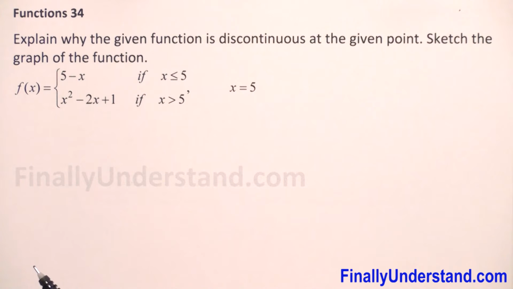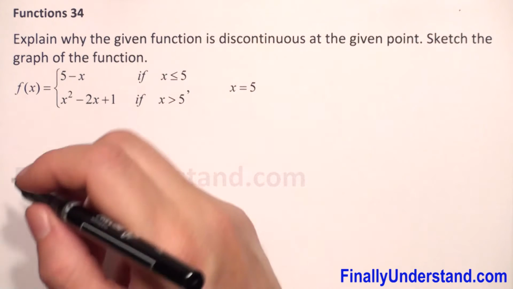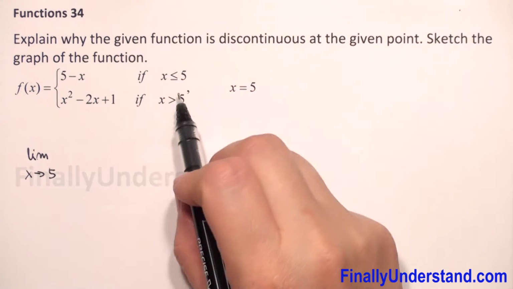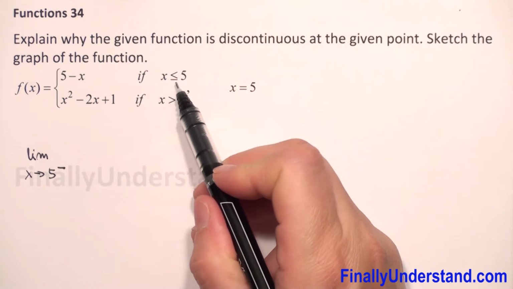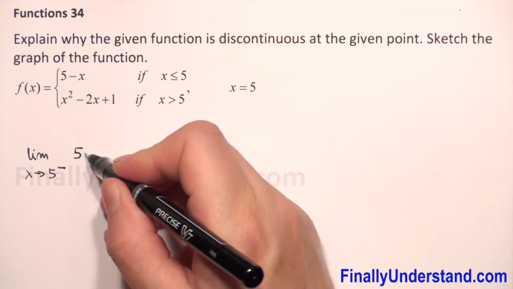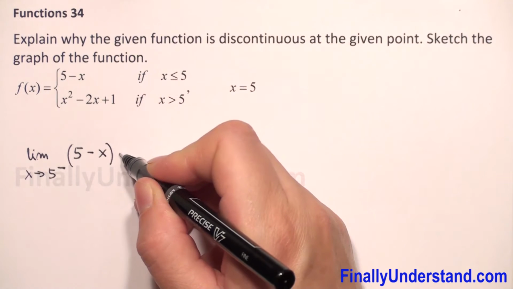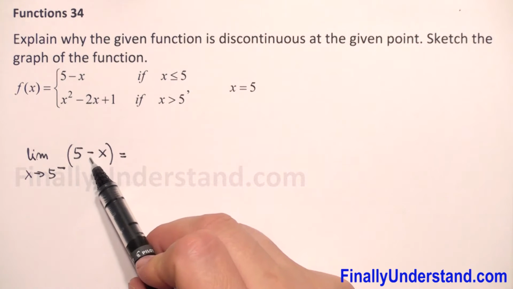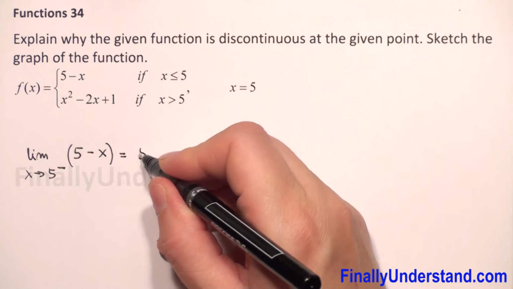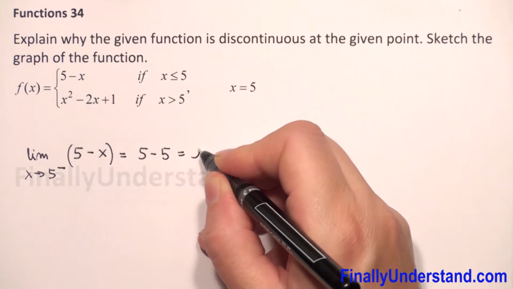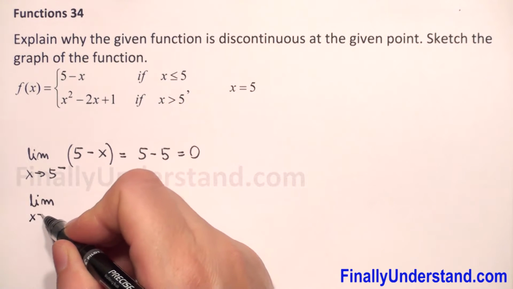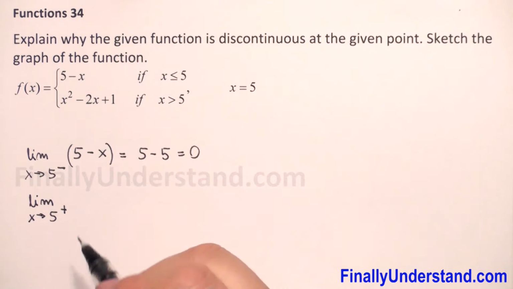Next condition, we have to check the limit. We have the limit as x approaches 5 from the left side first. For x less than or equal to 5, we have the formula 5 minus x. So we have to calculate this limit. Because we have subtraction here, we can replace x by 5. So we have 5 minus 5. This is equal to 0.